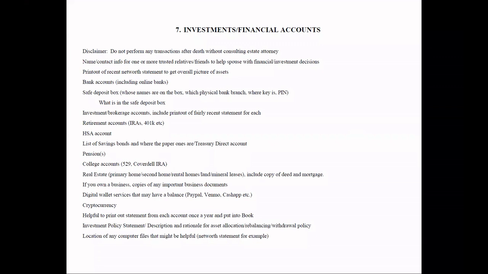Pension, if you have any, and college accounts, 529s, Coverdells. Listing real estate: of course, your spouse is going to know, but you may want to have a copy of the deed and the mortgage for your primary home, second home, rental homes, land, and mineral leases.